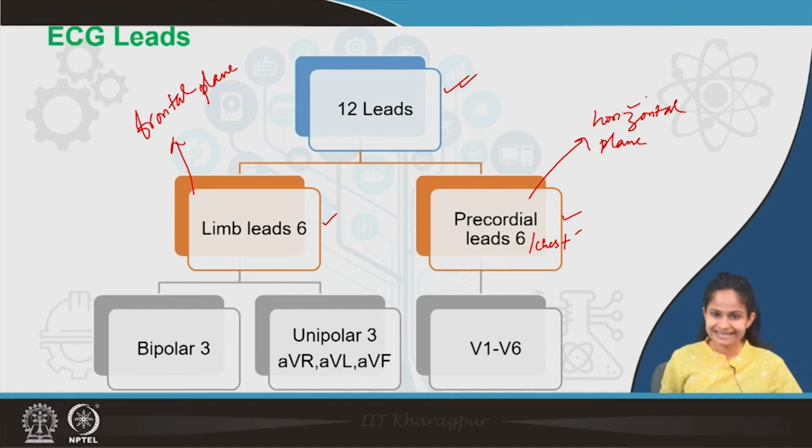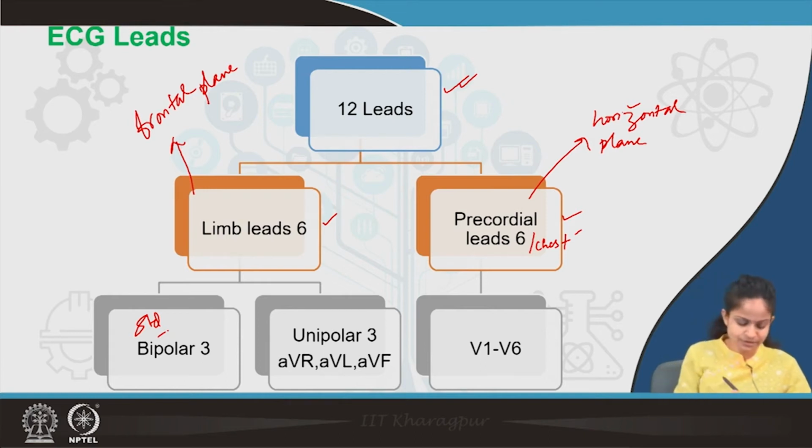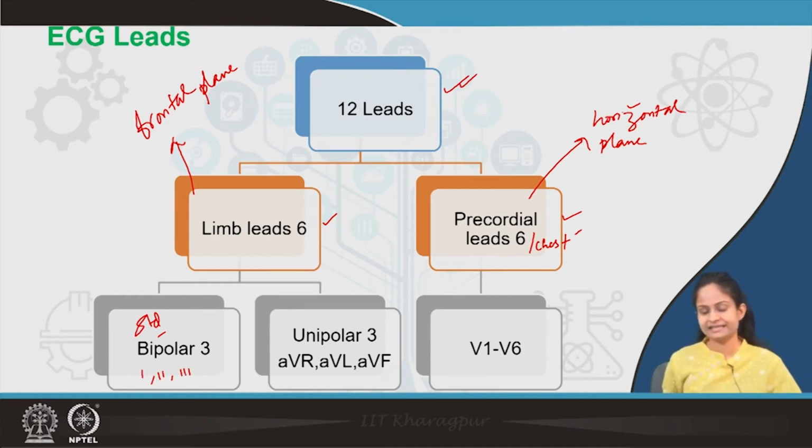Now, out of the 6 limb leads, we have 3 standard bipolar limb leads, which are lead 1, lead 2 and lead 3. Then we have unipolar limb leads, those are also 3, where A stands for augmented. So, we will come to that later.